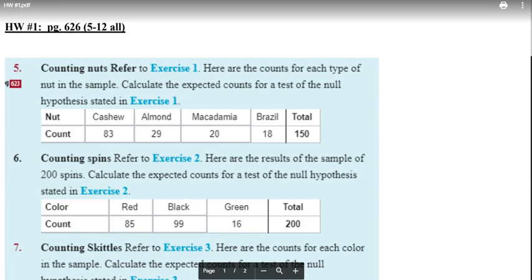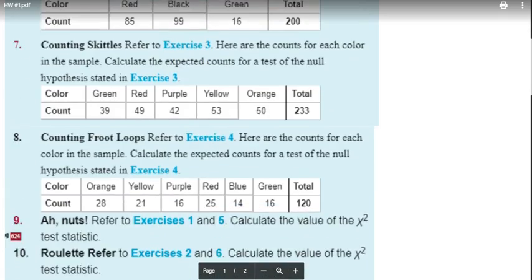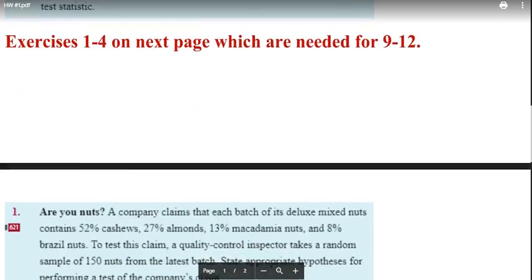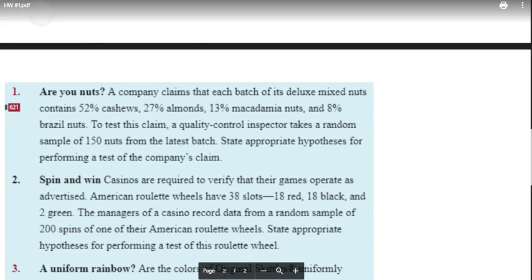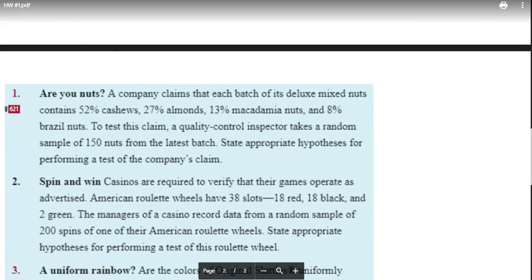Notice how it says refer to exercise 1. So number 1 is down here to refer to. Next page. There's 1. It says, are you nuts? A company claims that each batch of its deluxe mixed nuts contains 52% cashews, 27% almonds, 13% macadamia, and 8% Brazilian nuts. A quality control inspector takes a random sample of 150 nuts from the latest batch. State appropriate hypotheses, and so on.